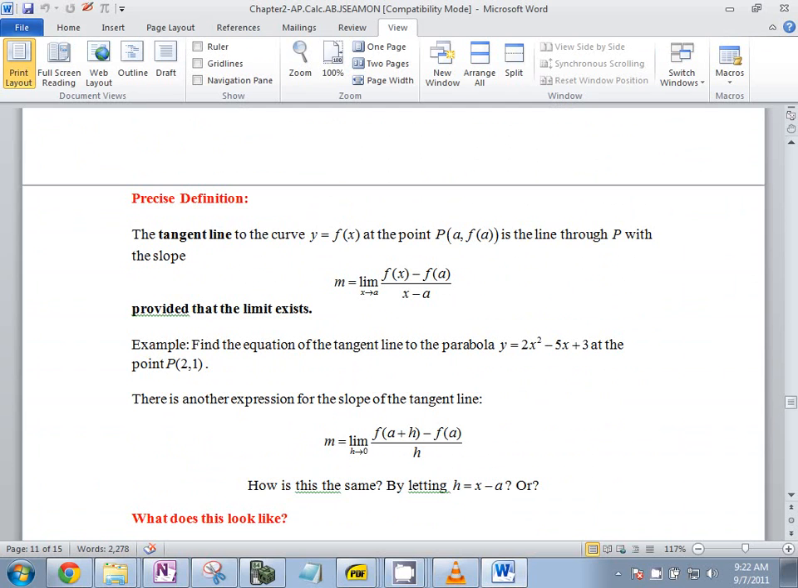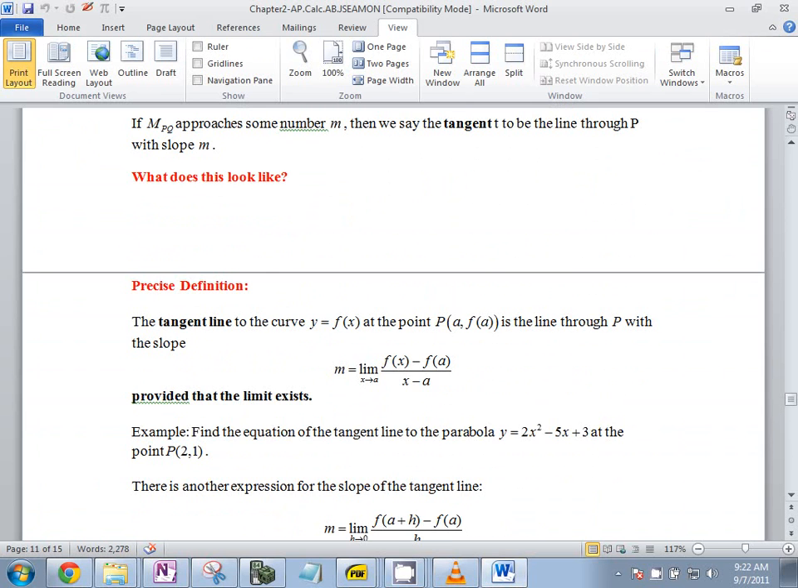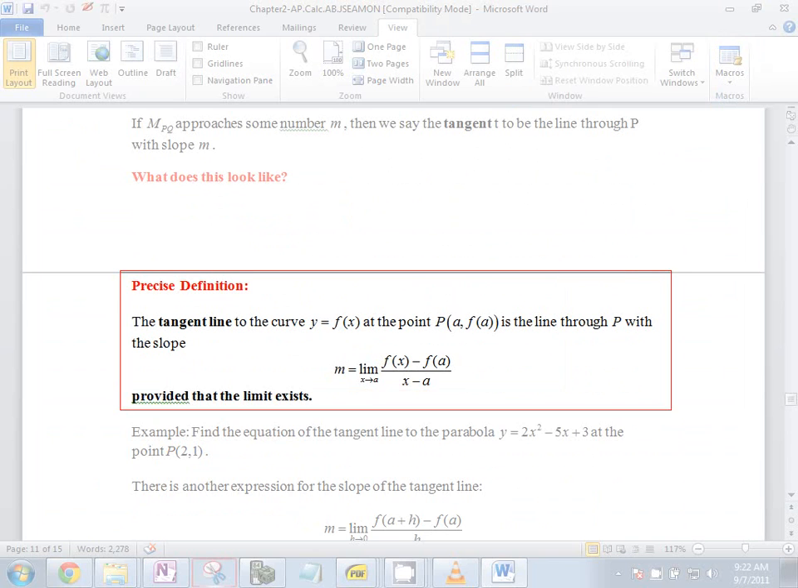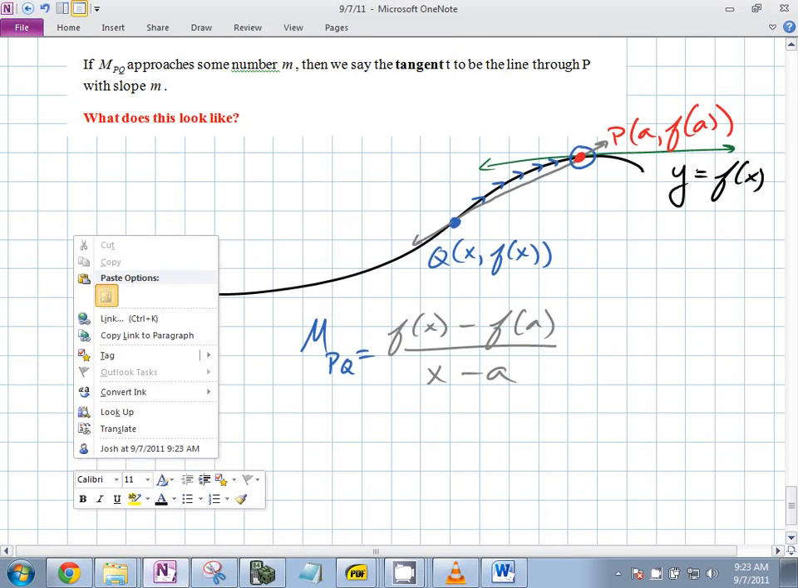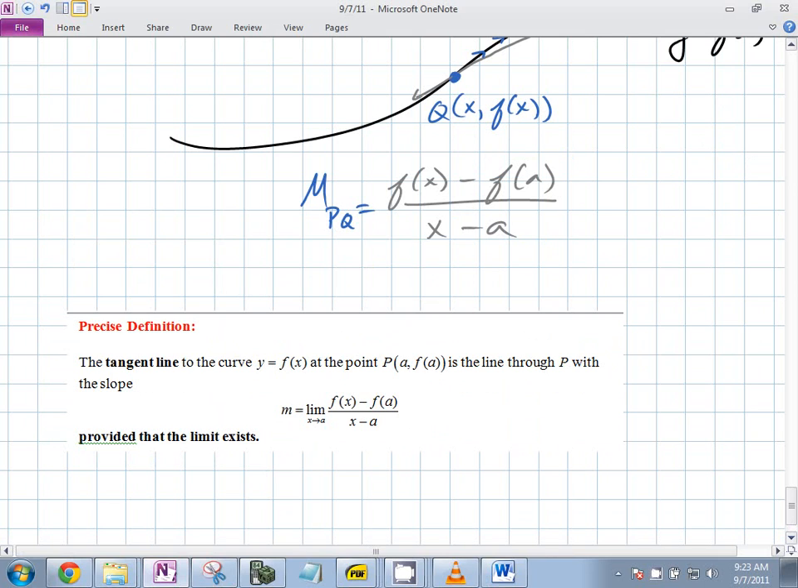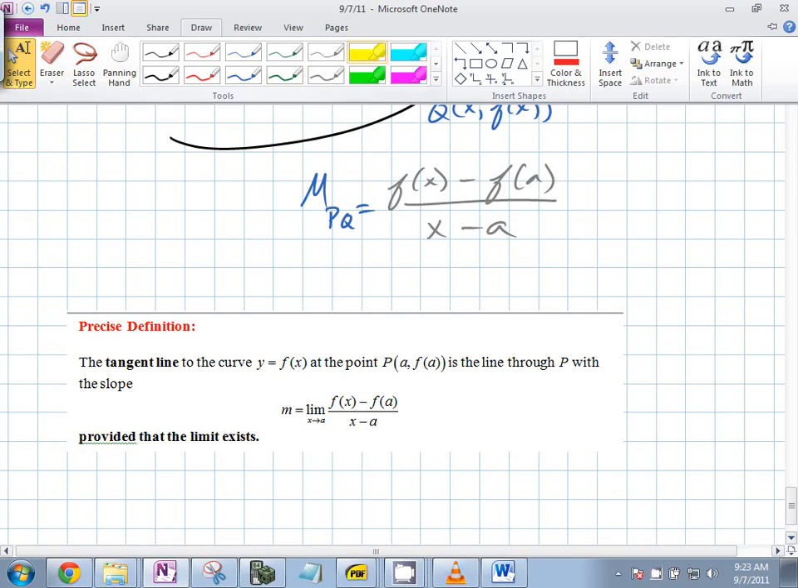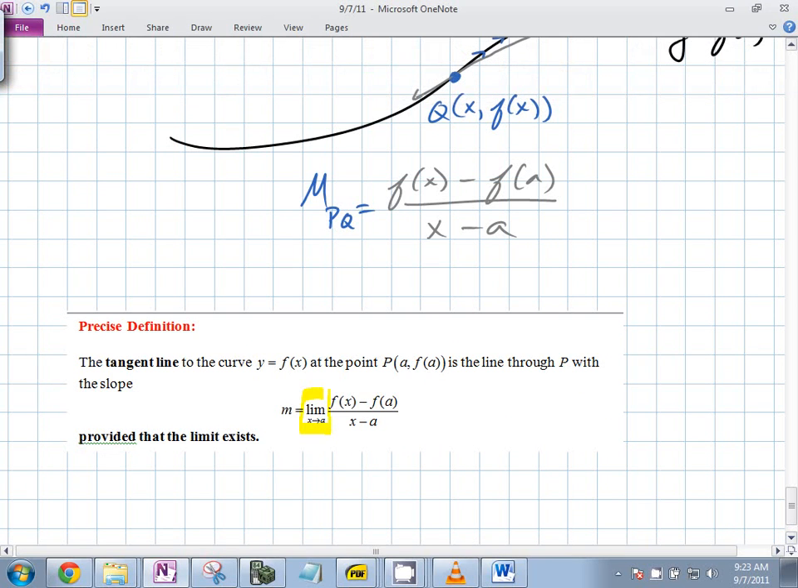Okay, so we're going to use a precise definition now. The tangent line to the curve y equals f of x at the point P, (a, f of a), is the line through P with that slope. What's the one thing that we just added in here? We added in the idea of a limit, provided that the limit exists. Do we have some tools that we can use to evaluate limits? Yes, we have some tools. We don't have too many tools, but we have some.